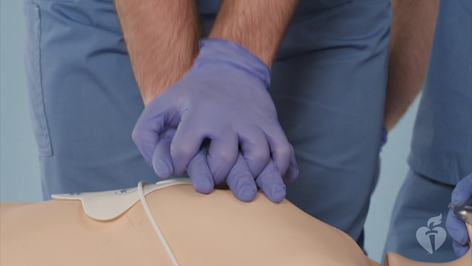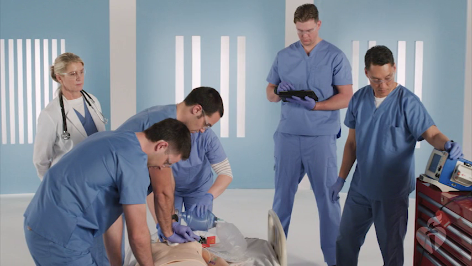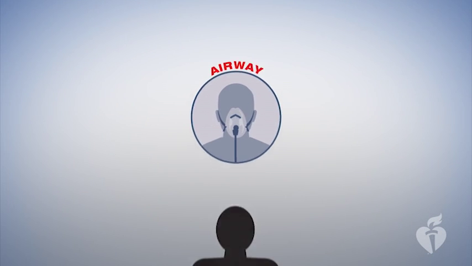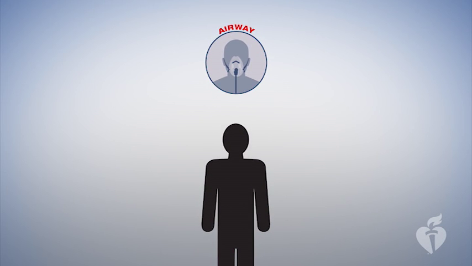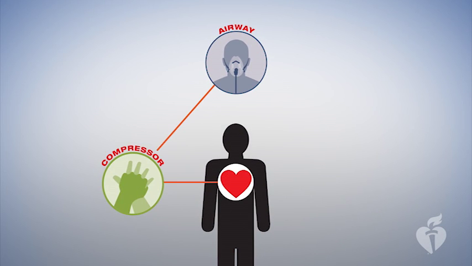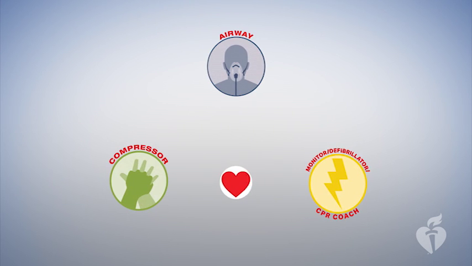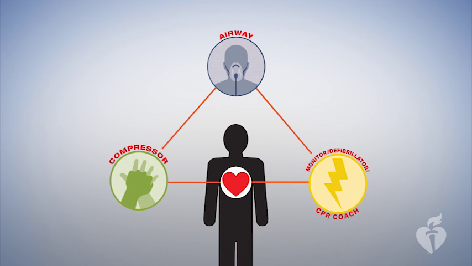When giving compressions, rescuers should switch compressors after every 5 cycles of CPR, about every 2 minutes, or sooner if tired. The rescuer positioned by the victim's head maintains an open airway and delivers breaths while watching for chest rise and avoiding excessive ventilation. The team member operating the AED, or the monitor defibrillator, can also serve as the CPR coach. The role of the CPR coach is to focus on team members' performance of high-quality CPR and to provide feedback as needed during the resuscitation attempt.